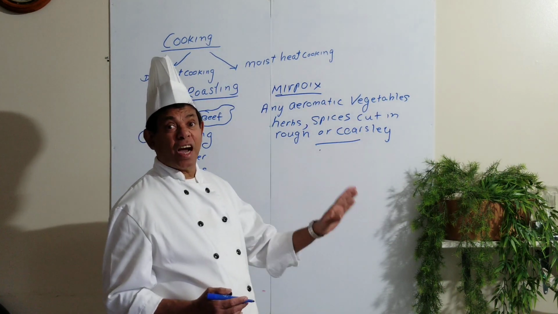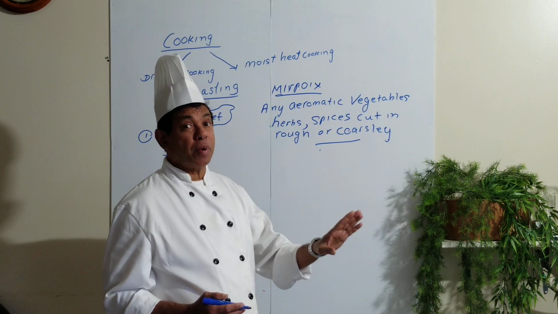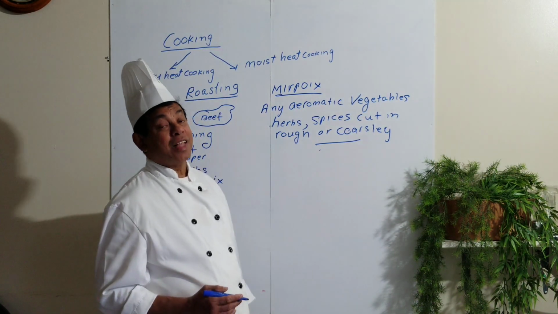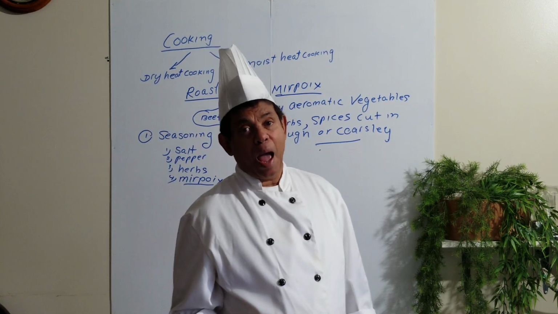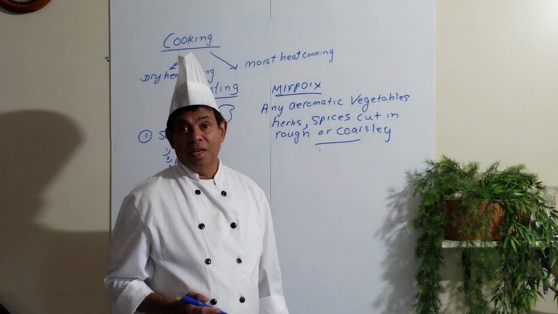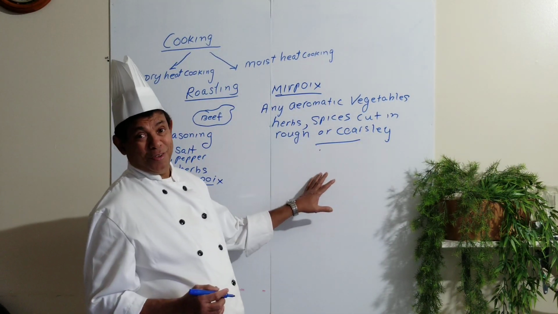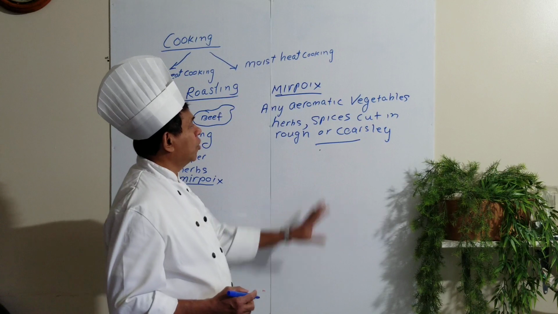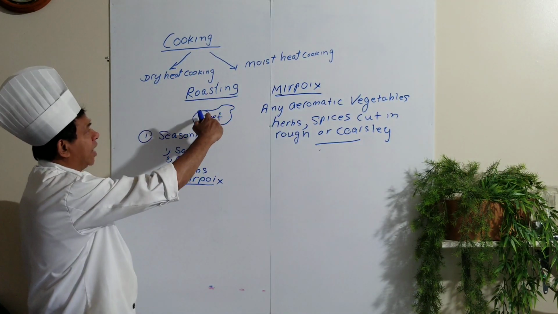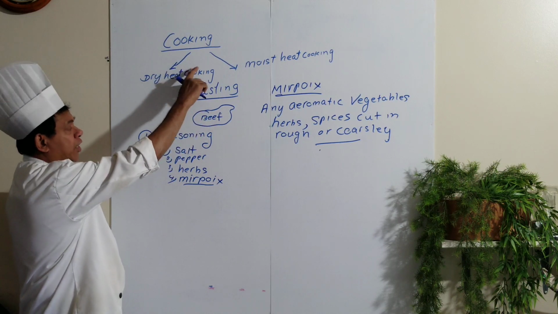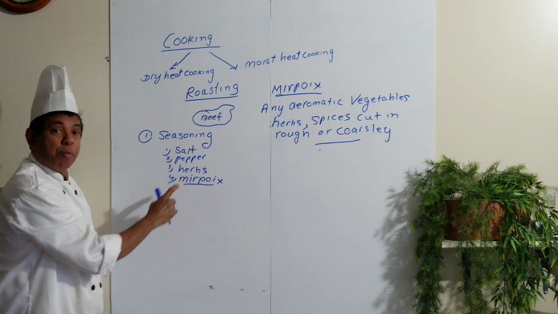That is coarsely cut or roughly cut aromatic vegetable or spices or herbs. That's the good answer theoretically. Any interviewer will be happy when you answer like that. So give that answer at the interview, you will win the interview. Now we know what mirepoix is. Now under the seasoning category: roasting, dry heat cooking, seasoning, salt and pepper, herbs and mirepoix.